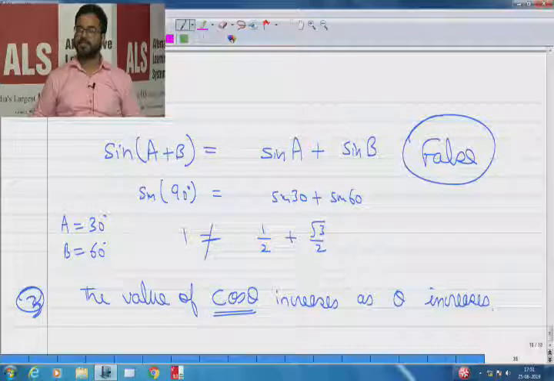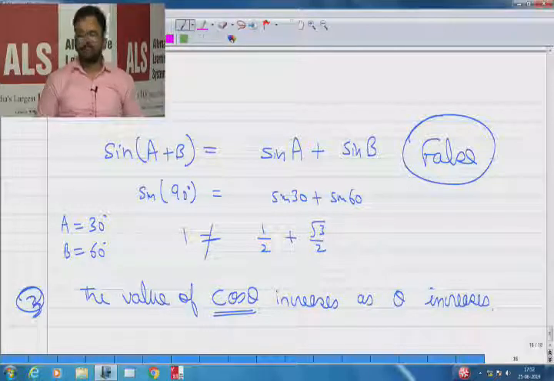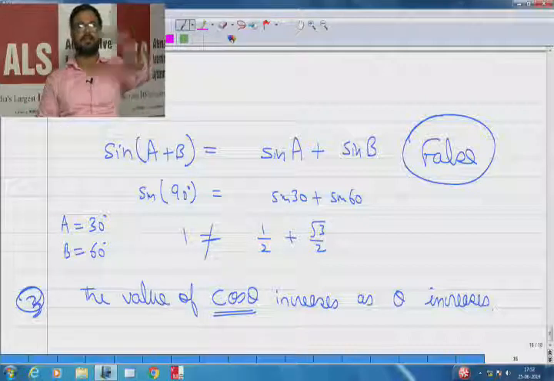Correct answer, Presidency College. Okay, perfect. So always remember, when theta increases, sin theta increases and cos theta decreases.